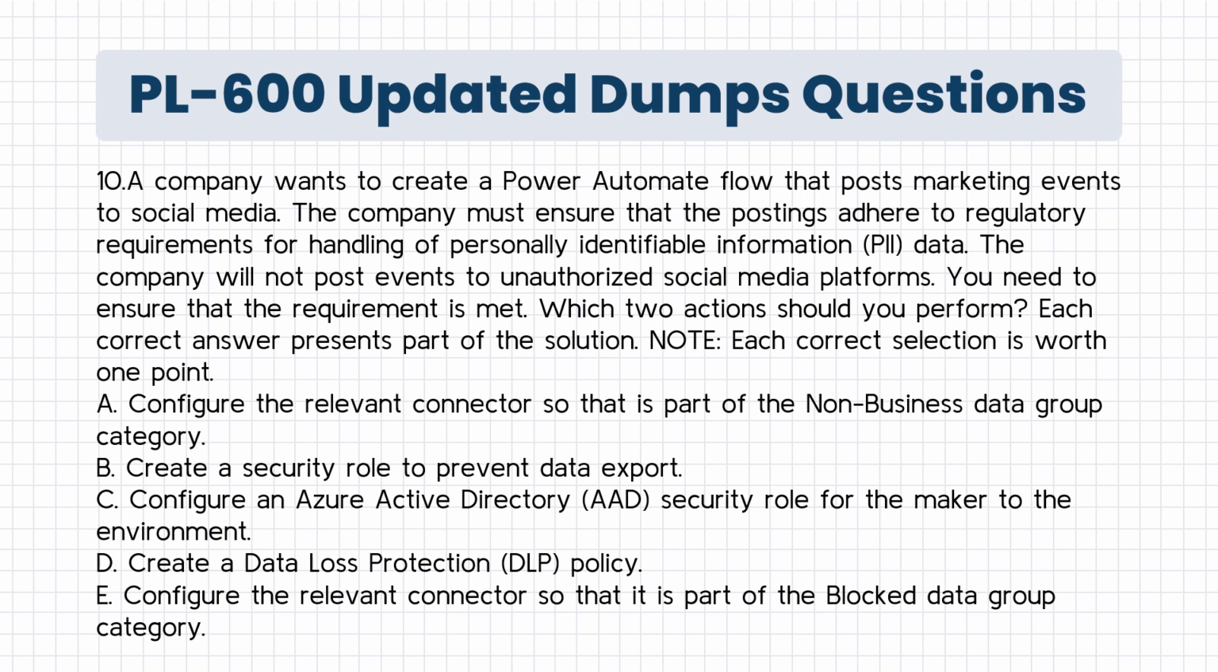A. Configure the relevant connector so that it is part of the non-business data group category. B. Create a security role to prevent data export. C. Configure an Azure Active Directory (AAD) security role for the maker to the environment. D. Create a data loss prevention (DLP) policy. E. Configure the relevant connector so that it is part of the blocked data group category.